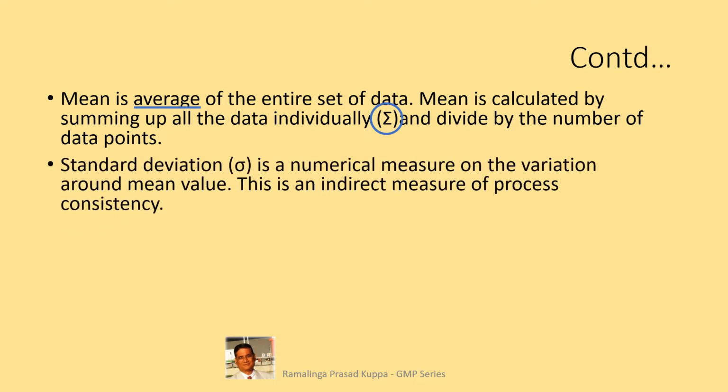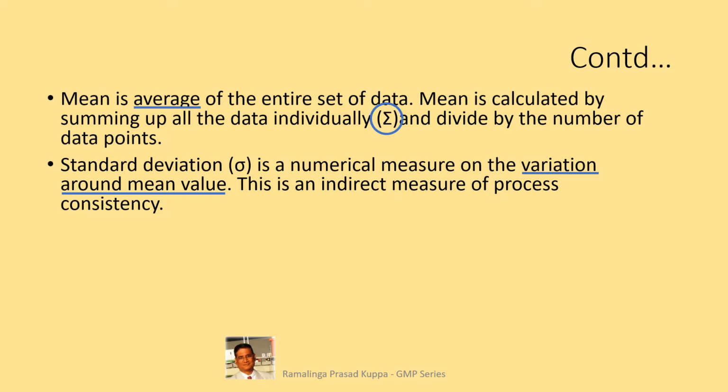Standard deviation is a numerical measure on the variation around the mean value. This is an indirect measure of process consistency. So standard deviation is a measure of consistency in the process. This will indicate how much closer the data is to the mean.